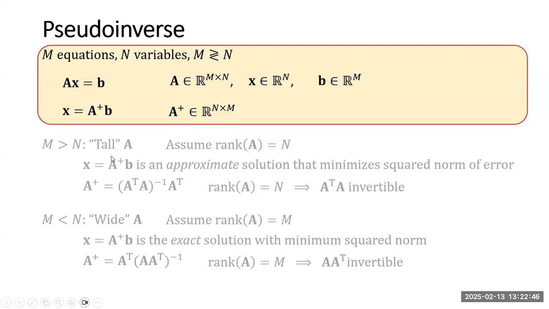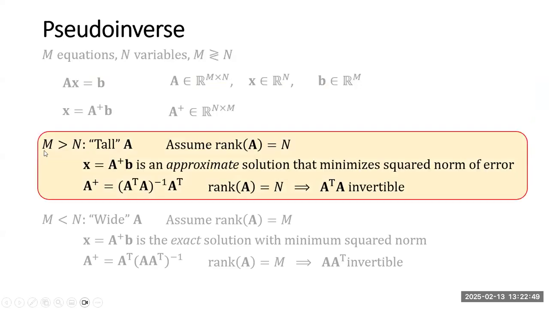Now we have two situations. First case is when m is greater than n. So this is an m by n matrix, correct? When m is greater than n, it looks like a tall matrix. Maybe m is 100 and n is 10, so a 100 by 10 matrix. So it's tall. In which case, x equals A plus b is an approximate solution that minimizes the squared norm of error. We'll see how.